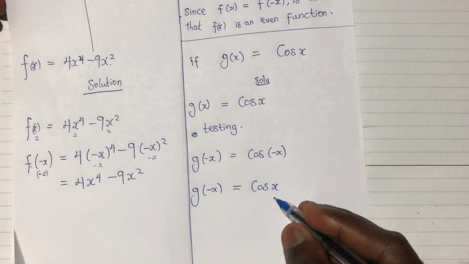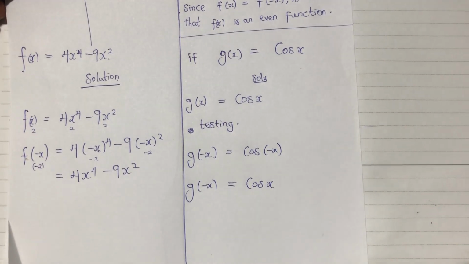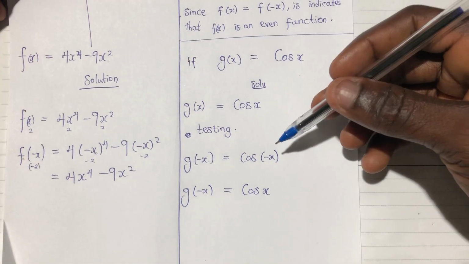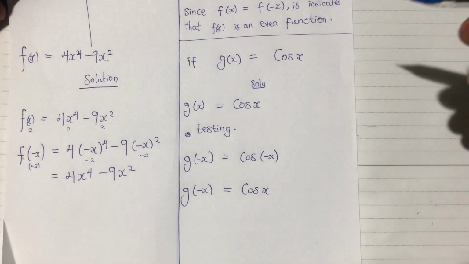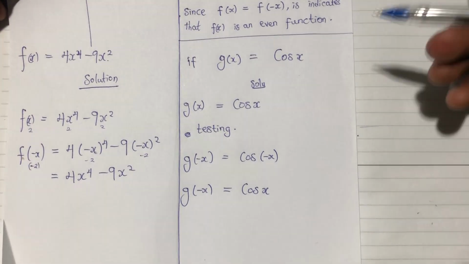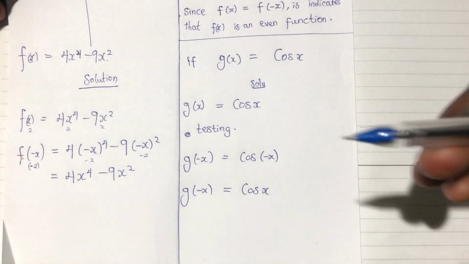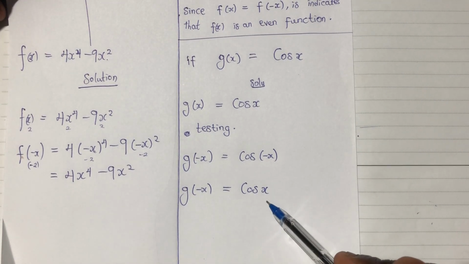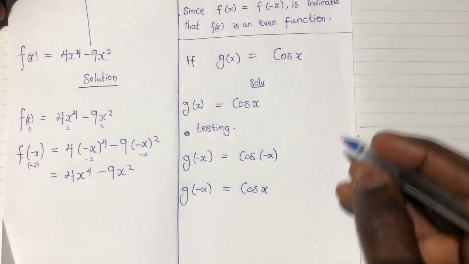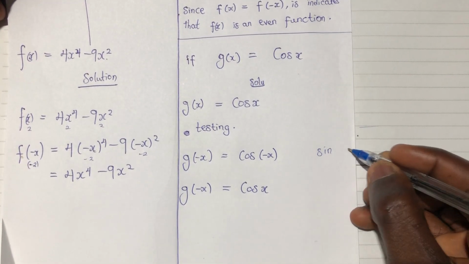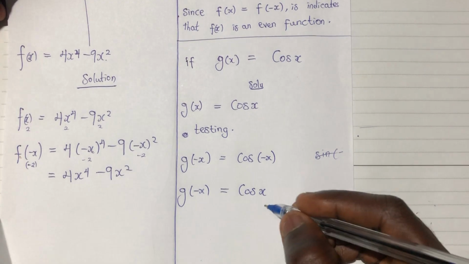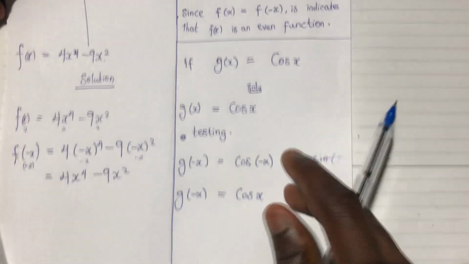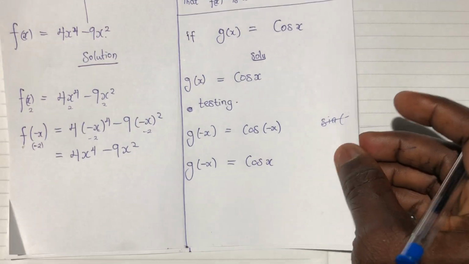What do we mean by this? This simply means that the cos of a negative number will give you a positive answer. Take your calculator, punch cos any value, cos 3, cos minus 2, cos minus 5, or cos minus 50. It will give you a positive value. That is what it means. Sometimes we have sine. The sine of a negative number will not give you a positive number. So that is why I didn't bring sine here. So you can read more in your books or online.